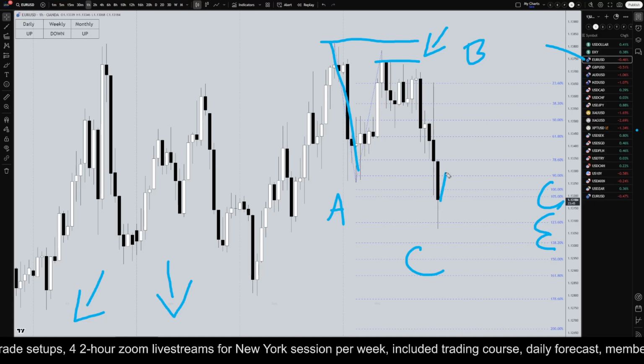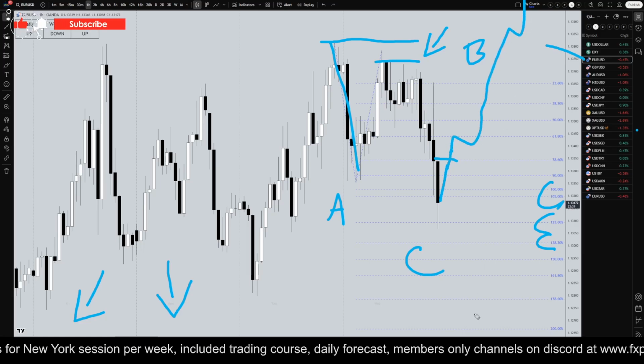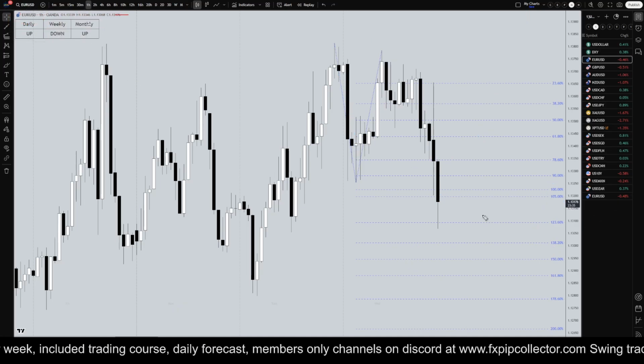So if it does really start to reverse here, and especially if it engulfs this 1 hour candle, then more than likely it is an ABC and more than likely it is going to go up. Now, we don't know that it's going to do that. That's the point of this Fibonacci extension.